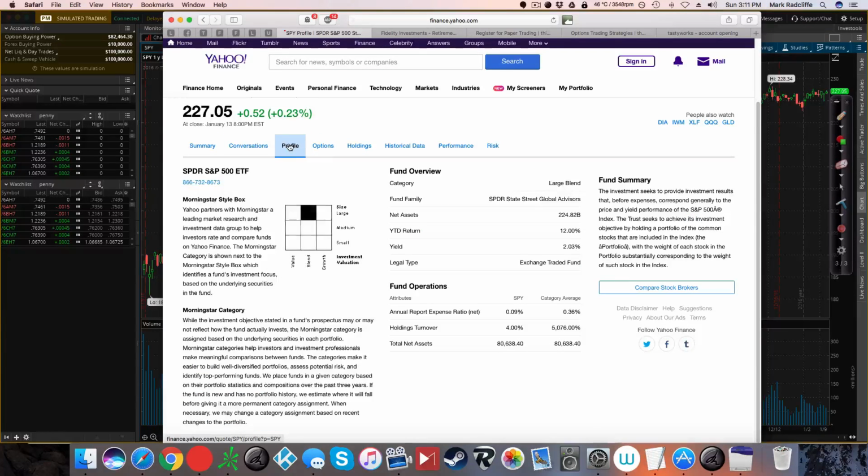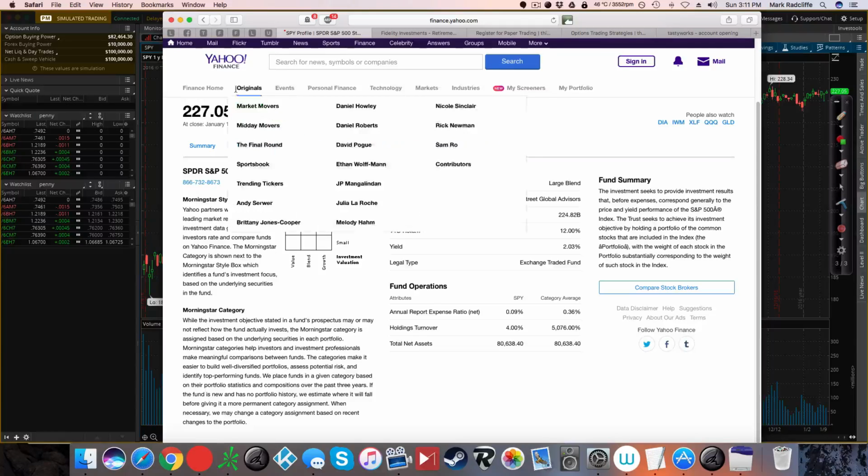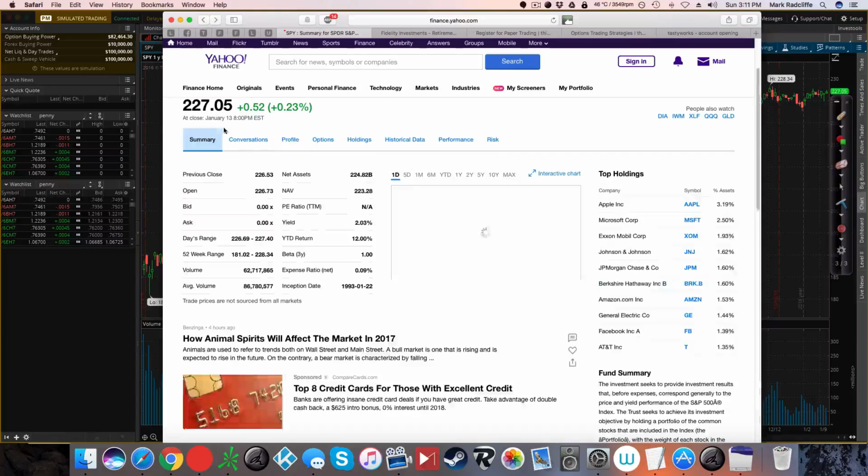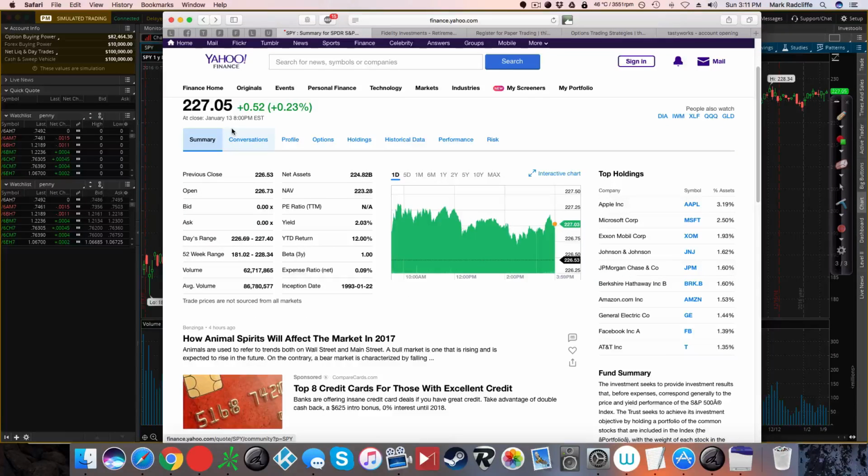If you go to, I think it is the profile tab, here it says this investment seeks to provide investment results of the performance of the S&P 500 index. So the top 500 stocks. Now, the idea of an index is kind of twofold. Number one, it's just a measure. It's a metric of the market to say what's happening with the market in general.